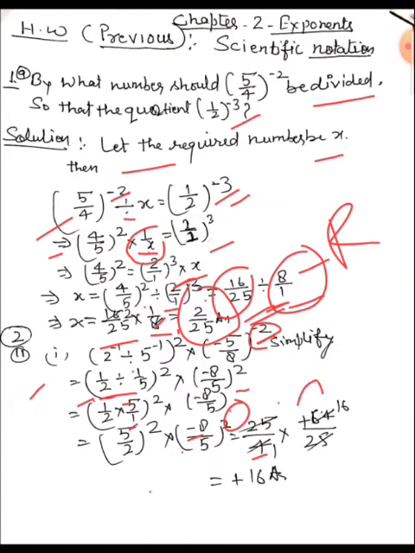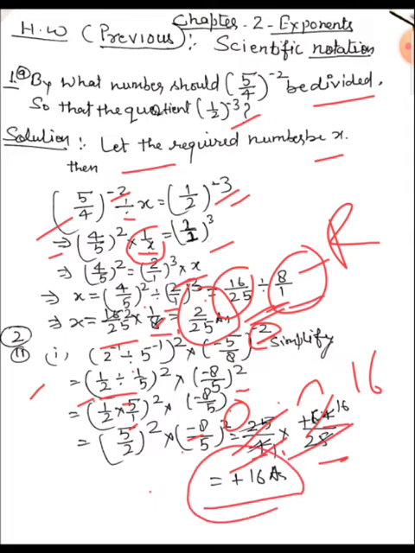So the negative will be converted into plus, because minus minus is plus. Then 8 power 2 means 8 multiplied 2 times, 8 8s are 64, upon 25. 25 and 25 are cancelled, 4 1s are 4 and 4 16s are 64, so the answer will be plus 16. So students, this was all about the previous homework.